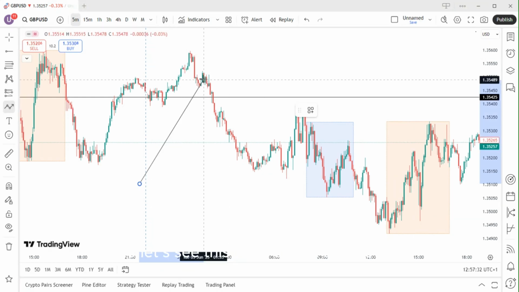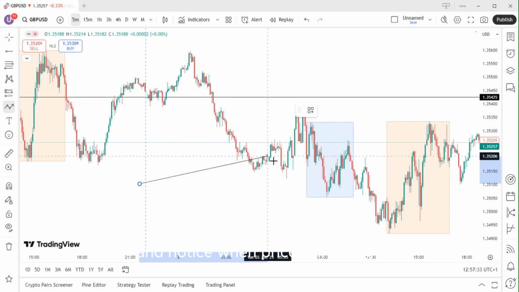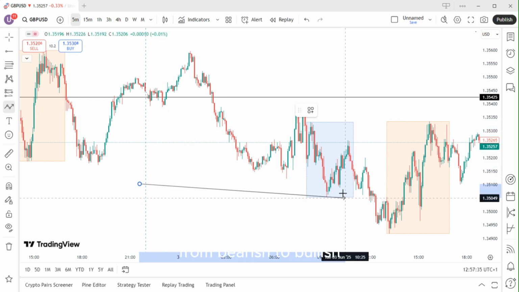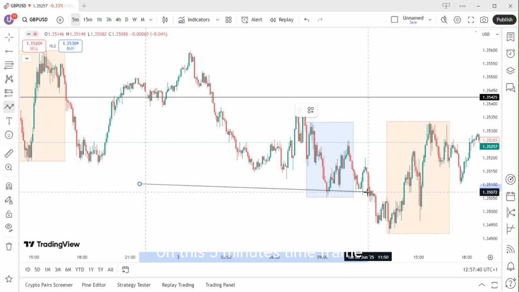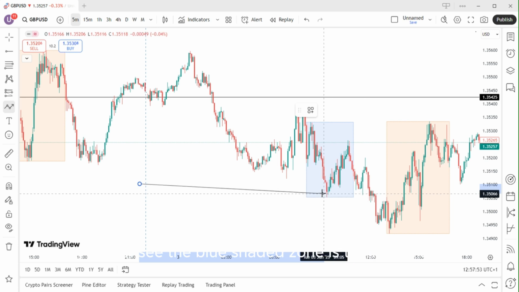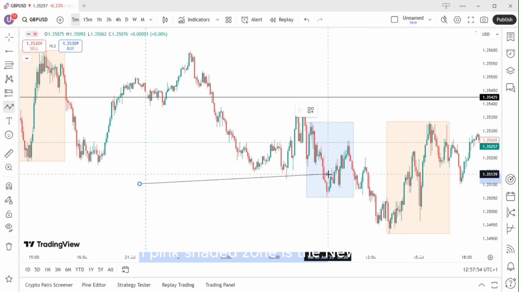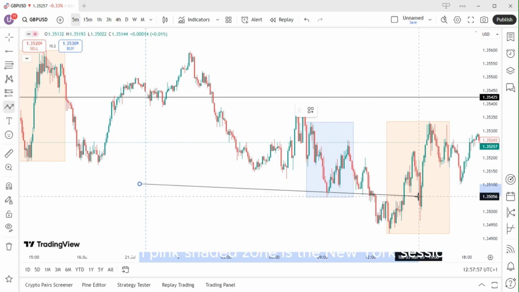So let's see this price action and notice when price will change from bearish to bullish. If we see a shift in market structure on this 5 minutes time frame, remember we said that we're monitoring this on a London session or a New York session. So when we see a shift in market structure at the London session or New York session, we'll take a buy. You can see the blue shaded zone is the New York London section, and this pink shaded zone is the New York section.